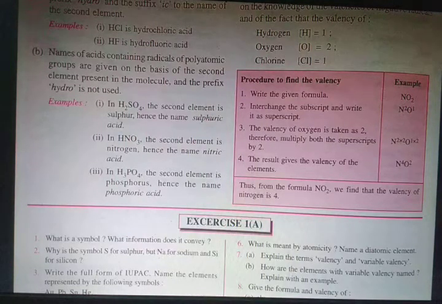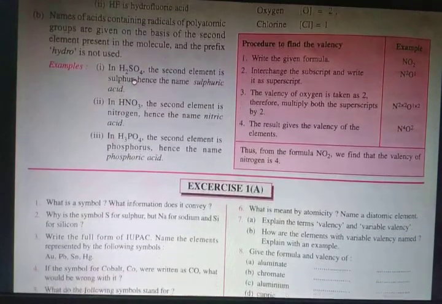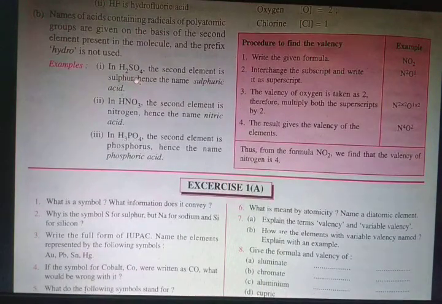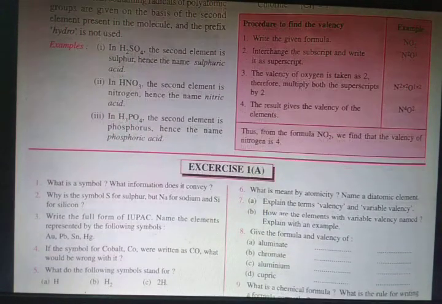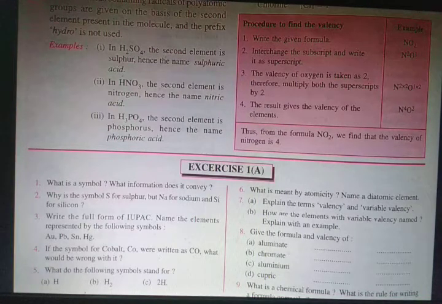Name the elements represented by the following symbols. As you can see, it's AU. AU stands for gold. PB stands for lead. SN stands for tin, and AG stands for mercury. So mercury is the final answer.